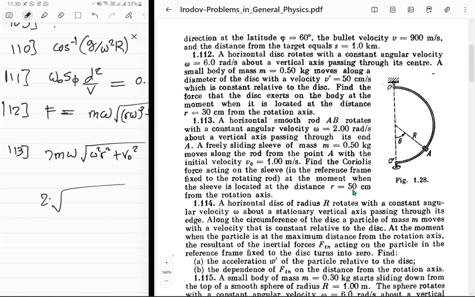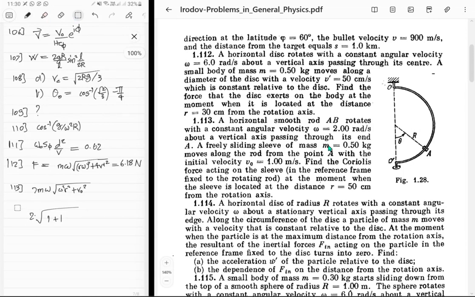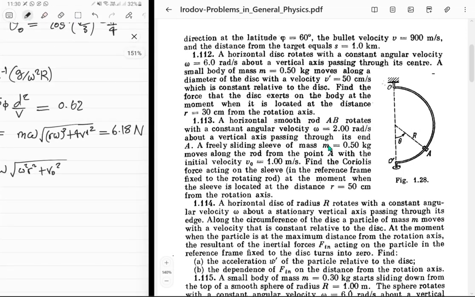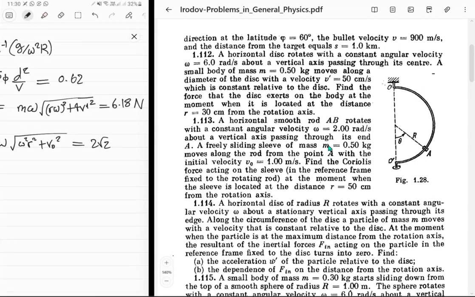So r is 50 centimeters. Are you serious? So it's like half a meter. Okay, so it's 1/4 squared. Oh, sorry, no. Omega is 2. What am I doing? It's just 1 squared. Yes, it's just 1 squared and then plus v naught squared. V naught is also 1, so just that. So 2 square root 2 in SI units, which is the Coriolis force, right? So it's newtons.